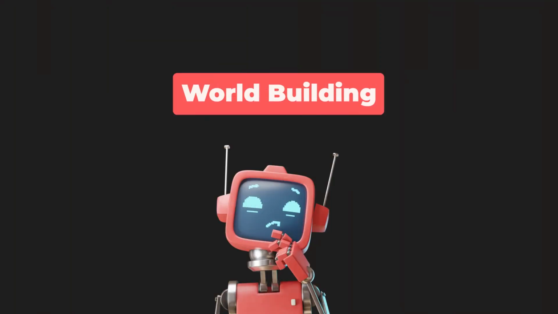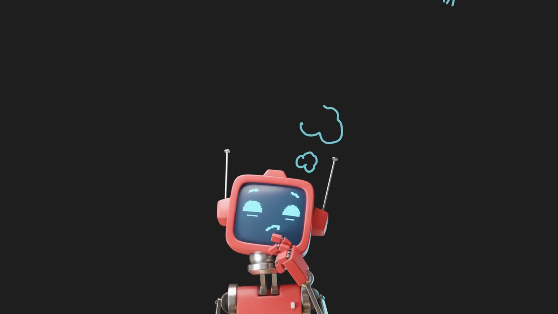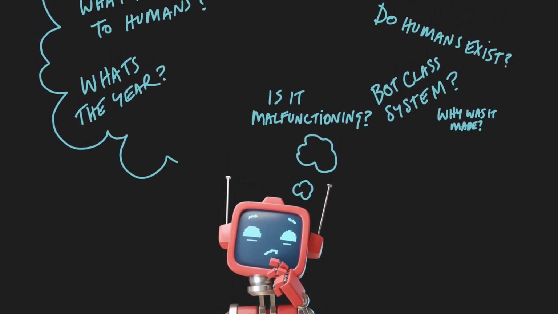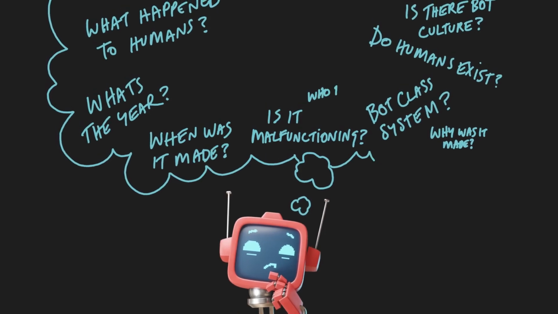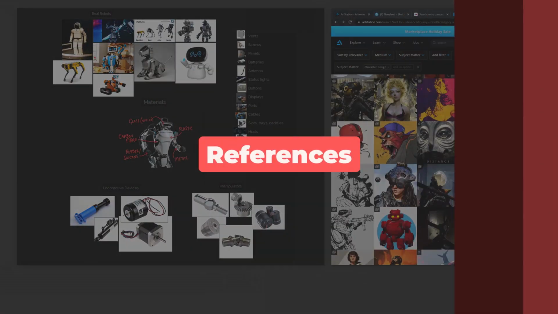World building. After we have a simple concept, I find injecting some history into the character is a great way to expand on the design. Like, why was it made and who made it? And does it have any issues? Maybe it's broken in some way or is obsolete. Thinking about these things can really help fill in the details and inform the design.